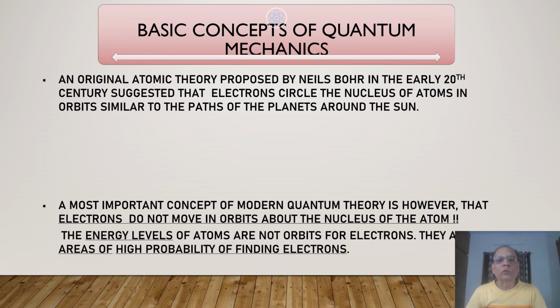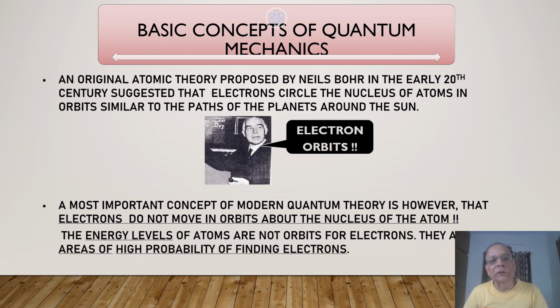Now, basic concepts of quantum mechanics. The original atomic theory proposed by Niels Bohr in the early 20th century suggested that electrons circle the nucleus of atoms in orbits similar to paths of the planets around the sun, the planetary model. Rutherford, as explained earlier in the previous video, was able to locate the nucleus and the entire mass possessed by it, because it was hard, dense, and positively charged. So positive charge was residing inside the nucleus, and that's what he said.